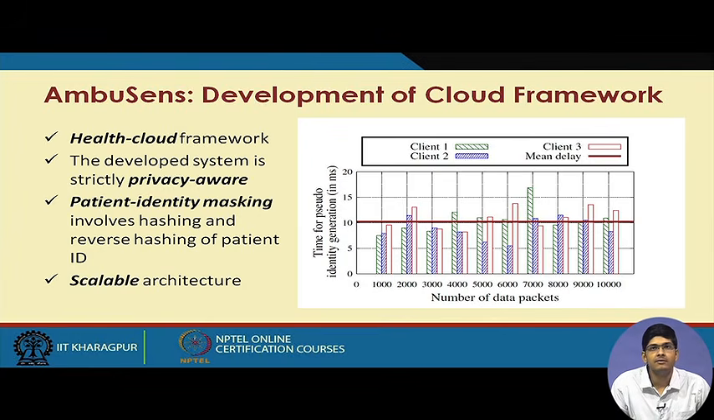As is evident from this figure, as we increase the number of clients, the mean delay remains constant, thus lending credence to the scalability of the system.